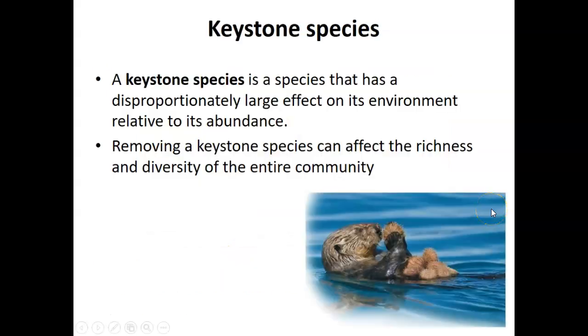In some communities, a keystone species is also important. A keystone species is a species that has a disproportionately large effect on its environment relative to its abundance. It may not have a lot, but its existence is very important for the community to maintain a balance. Removing this keystone species can affect the richness and the diversity of the entire community.